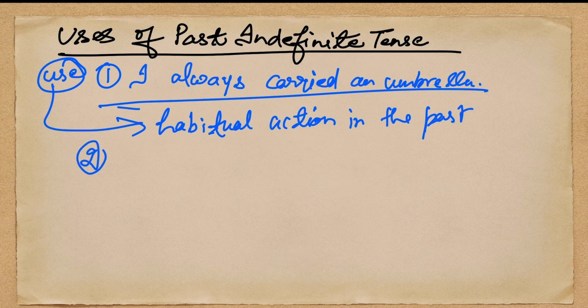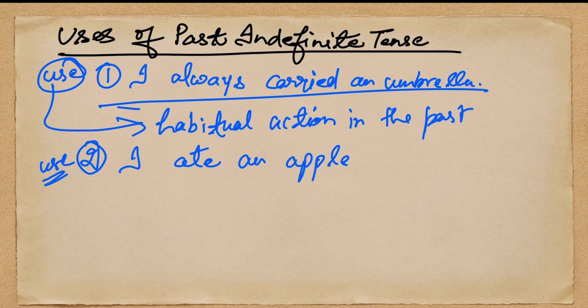The second use is quite simple. The thing that we have done in the past should be told in the past indefinite tense, like I ate an apple yesterday. So this is the second example. I ate. Ate is the second form of verb.